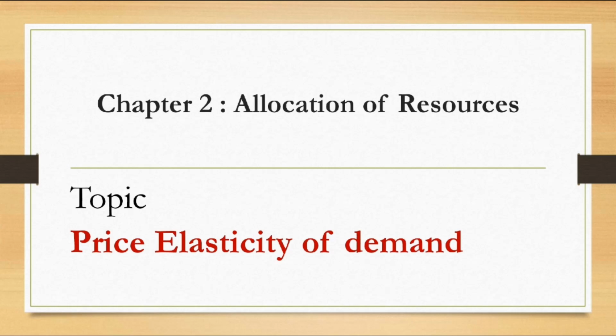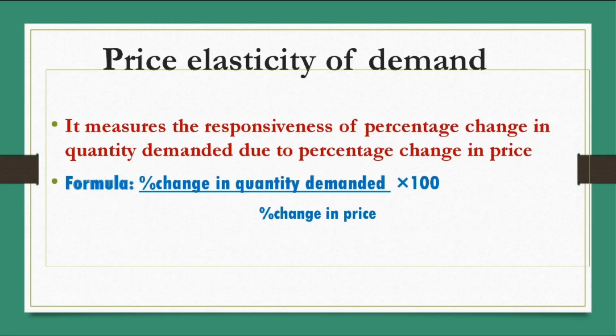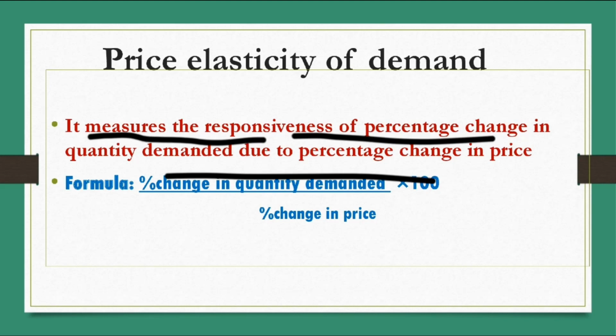Today I will be explaining chapter 2, allocation of resources, from the topic price elasticity of demand. Price elasticity of demand, what does it mean? The definition shows that it measures the responsiveness of the percentage change in quantity demanded due to a percentage change in prices. What does it mean?